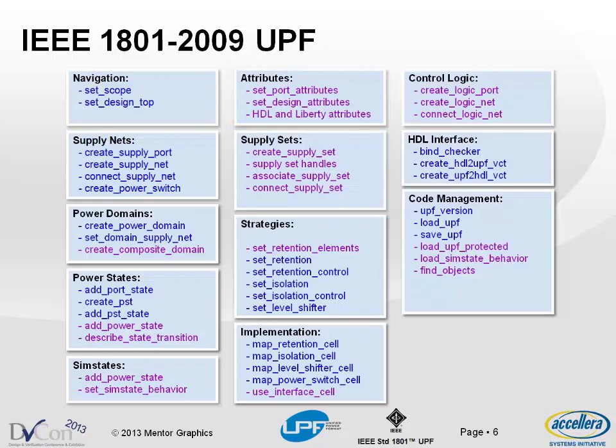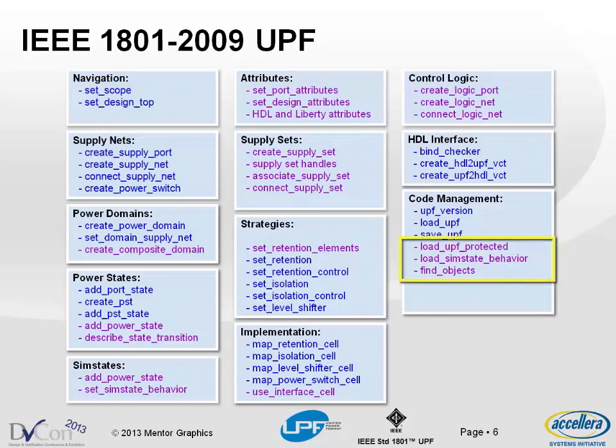Another limitation in 1.0 was there wasn't any way of defining control logic. 2.0 now adds commands for specifying control logic. And there are a few other things. Create composite domain here. There's a way of putting domains together after the fact. If someone defined two different domains, but you don't think you really need two different domains, you just want one, you can compose them. There are other capabilities like this set retention elements command, or use interface cell command, which is a generalization of the map commands, and some other code management commands.